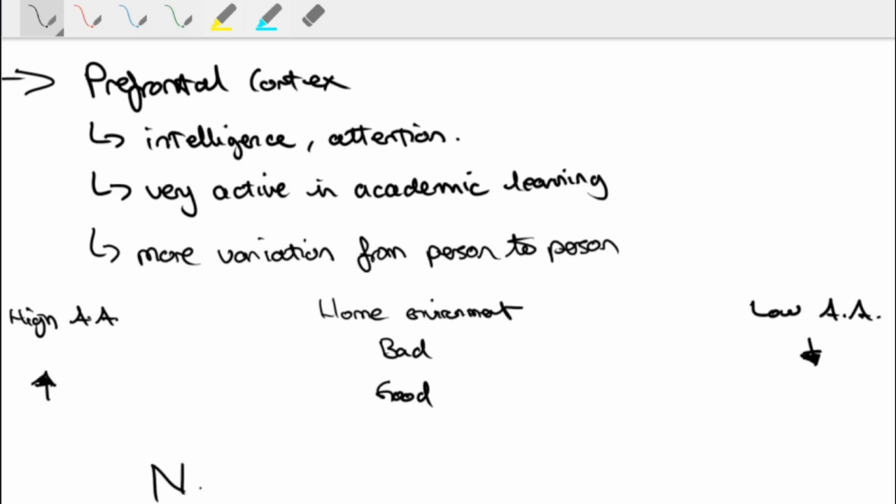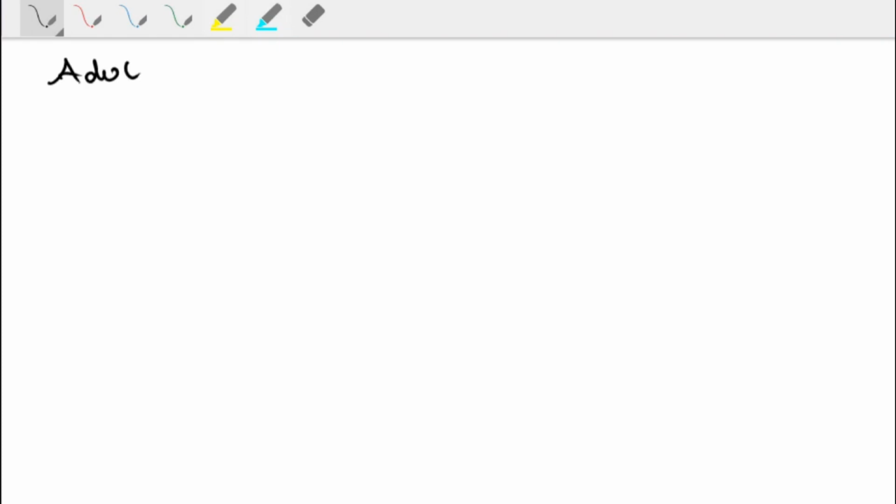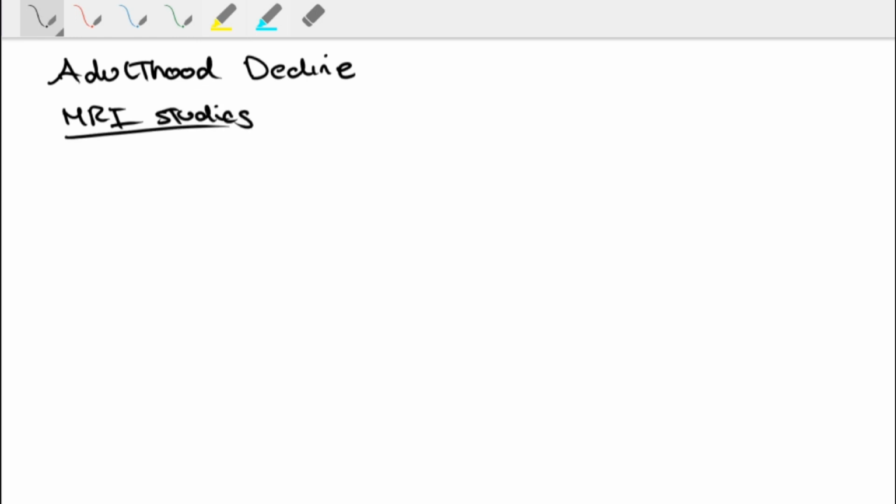But of course, genes also play a role in academic ability, and it's how these two factors come together that can overall predict how a person develops. In any case, once you've entered adulthood, your brain unfortunately starts to decline. MRI studies have found some changes that occur in the brain once you've entered this stage.